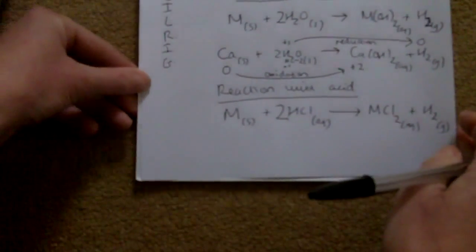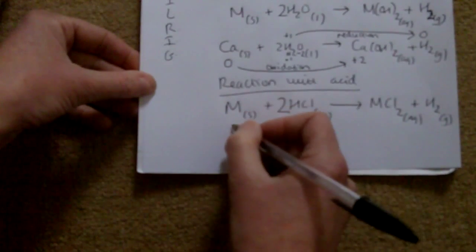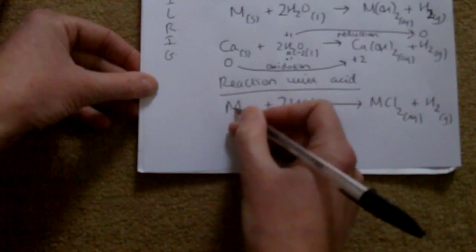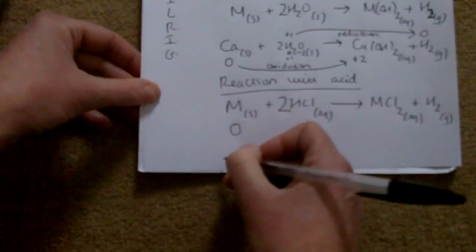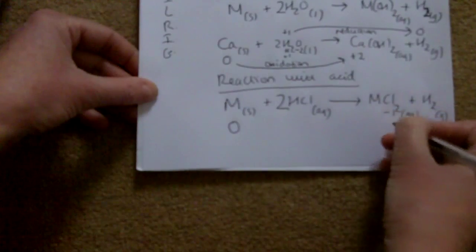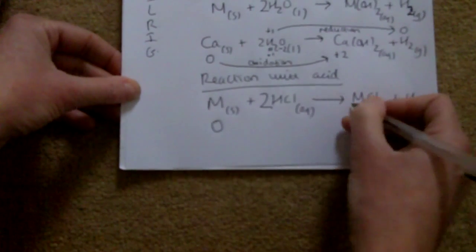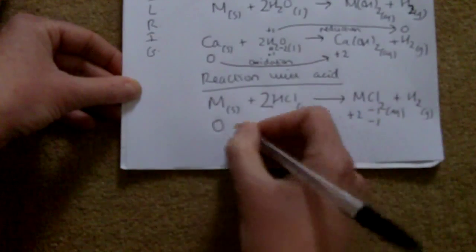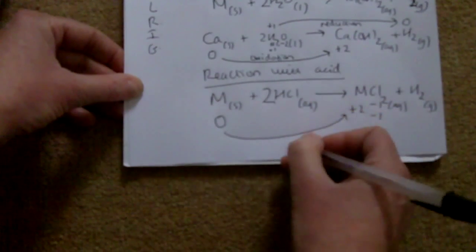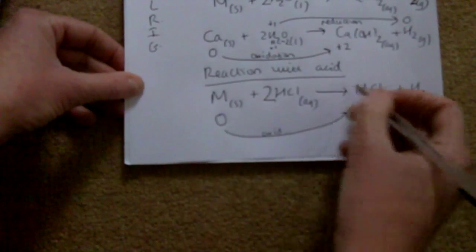Finally, the reaction with acid. So if we take whatever the metal, group 2 metal is, it's an element, its oxidation number is 0. Over here, Cl is -1, and there are 2 of them. So metal is +2 because it's in group 2. That is oxidation, because the oxidation number has increased.